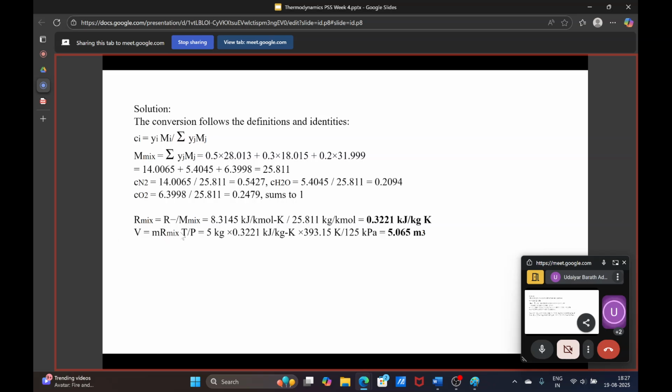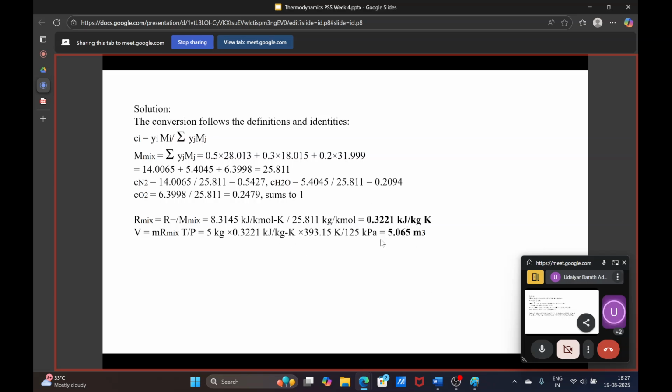So V is mRT by P. Mass is 5 kg, R we have found to be 0.3221, and temperature is 393.15, divided by 125 kilopascal, which gives you 5.065 meter cube. So that's your volume occupied for 5 kg of mass.